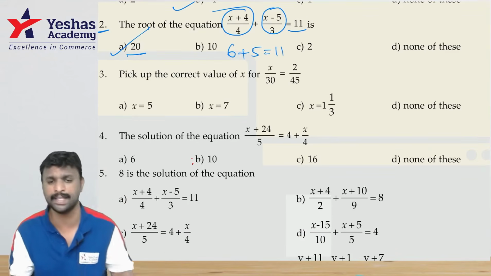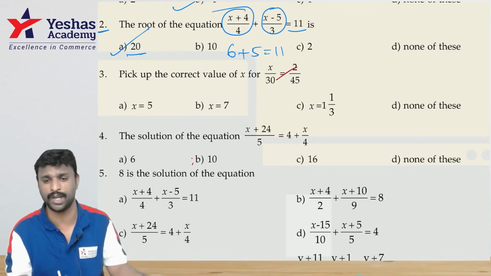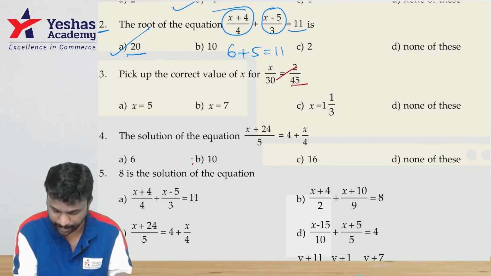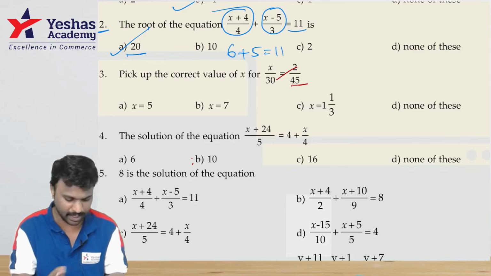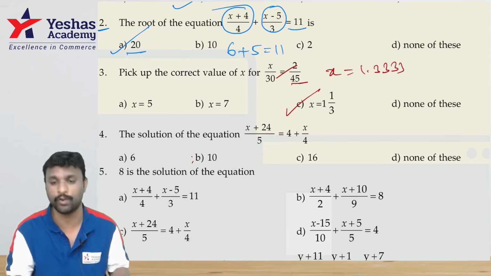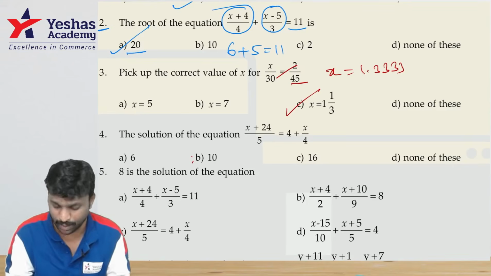Guys, third one is easier because you need not take the LCM here. You can do it in the calculator straight away. 30 into 2, 60. And in the denominator, you have got 45. 60 by 45 is 1.3333. Therefore, it is option C because 4 by 3 is 1.333 only.